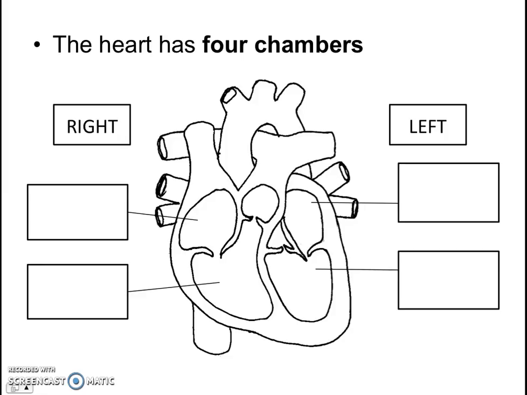Okay, so the next thing to know is that the heart has 4 chambers. It's a bit like the 4 rooms in your house. So the heart has 4 rooms: 1, 2, 3, and 4. We start over here on the right side. This chamber here is called the right atrium. And then on the left side, we have what is called the left atrium.